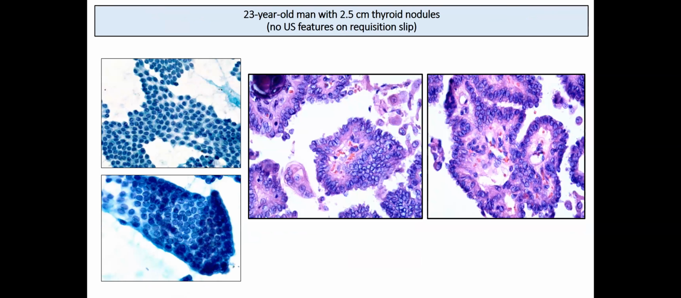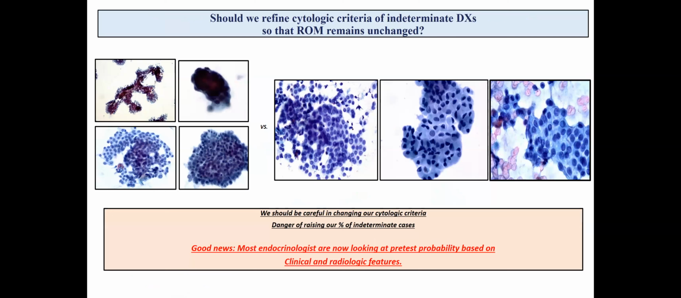This is a classic case of PTC, and nobody will disagree with it. The problem, as I was discussing, is that you should make sure to stick to your criteria. If you see inclusions, if you see all the other features, it is papillary thyroid carcinoma. And if you do not see inclusions and you see other features of PTC, that is suspicious for PTC. Because the clinicians are taking into account the clinical features and also the ultrasound findings to decide which type of surgery the patient needs.